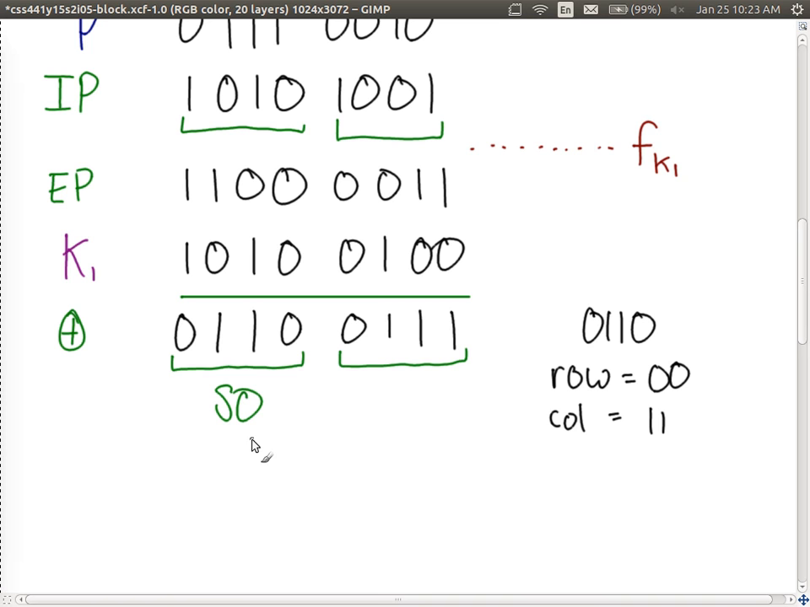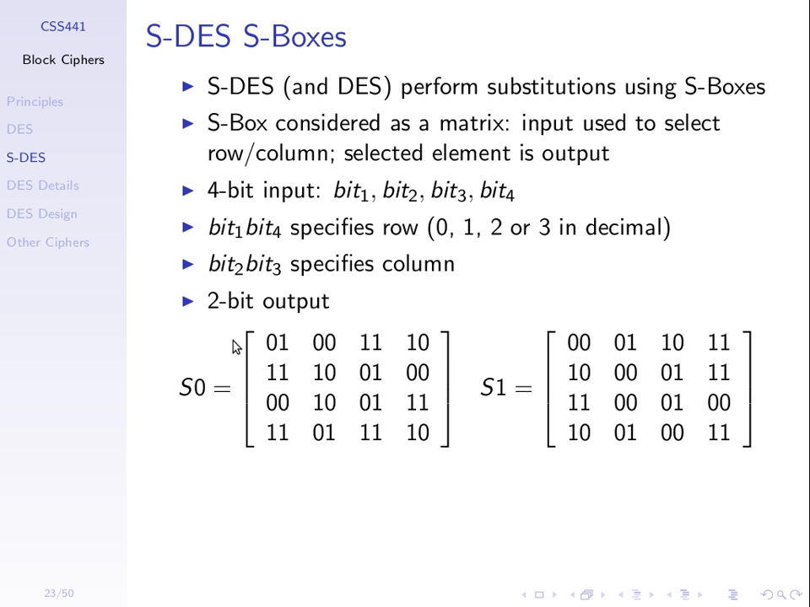S0, row 0, the top row. Column 3, the last column. Output 1, 0. Note that we index starting at 0. Row 0, 1, 2, 3. Column 0, 1, 2, 3. Row 0, column 3. Output 1, 0.